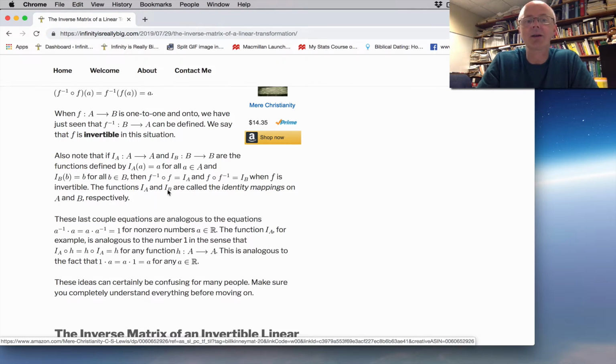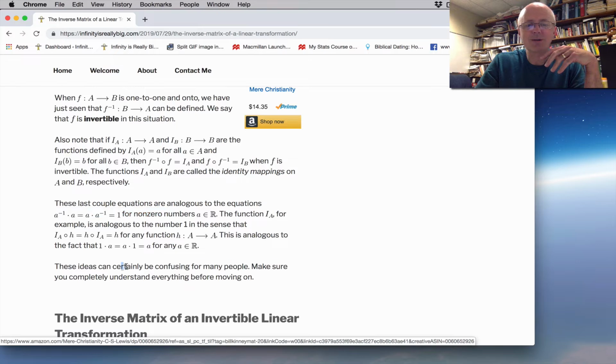And with respect to this binary operation, inverse functions are kind of like multiplicative inverses of numbers. I talk about how f inverse of f and f composed with f inverse give you identity functions, just like with non-zero numbers, when you multiply a and a inverse, really being 1 over a, the reciprocal of a, you get 1, the multiplicative identity for numbers, just like IA and IB are called identity functions or identity mappings. So this is certainly confusing sometimes, but really make sure you understand it before you go on.